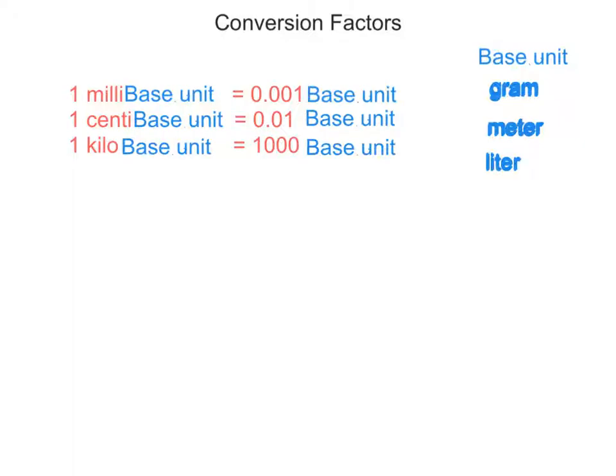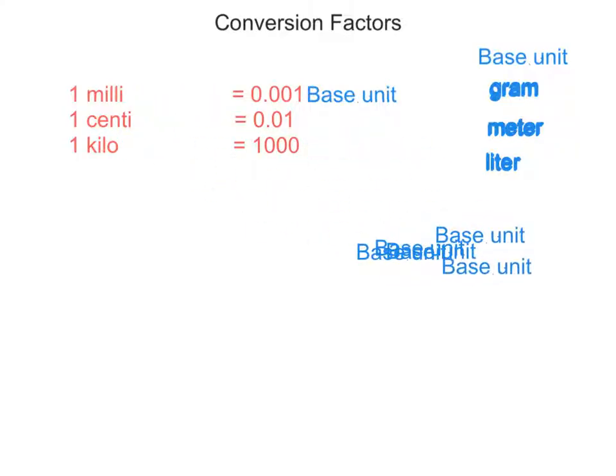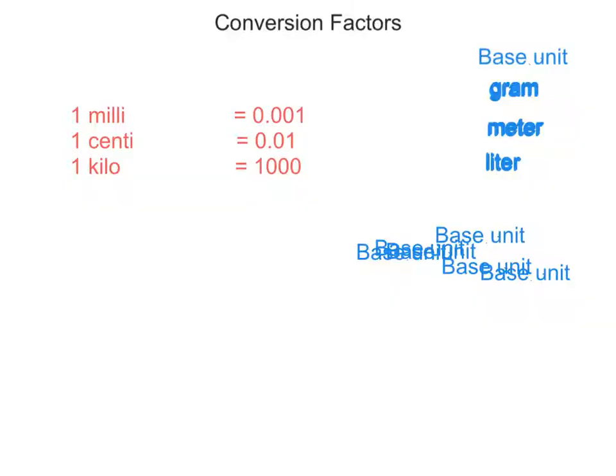Now what we have are conversion factors. You have already memorized, and if you haven't, you should memorize these numbers associated with these prefixes. 1 milli equals 0.001, 1 centi equals 0.01, and 1 kilo is equal to 1,000. These conversion factors can actually work in a number of different ways.